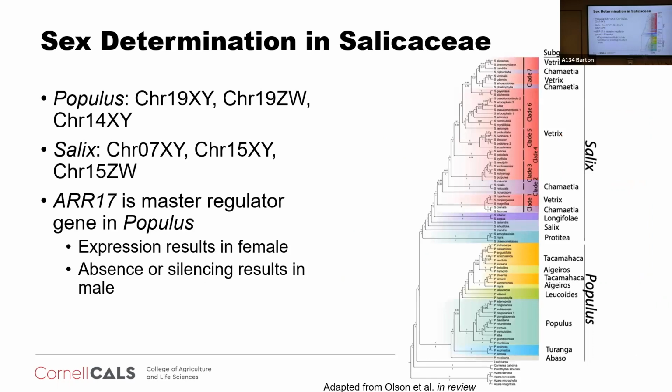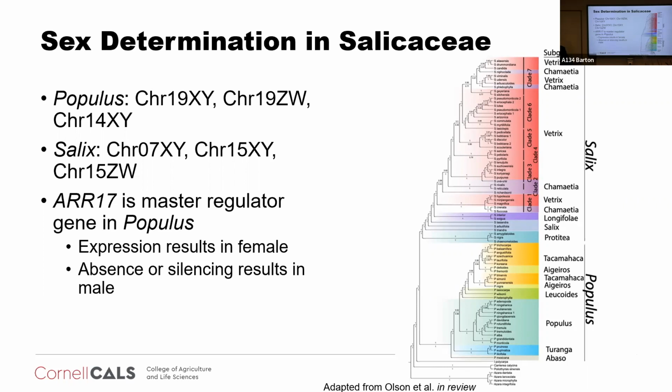So now we get at sex determination in the Salicaceae family. The Salicaceae family includes the poplars, Populus, and willows, Salix. I have this phylogenetic tree here, which was generated by one of our collaborators at Texas Tech, just to show you some of the relationships between some of the Populus species and some of the Salix species. Section Vetrix, highlighted in red, contains the shrub willows that we use in our breeding program, and that's where Salix purpurea is.